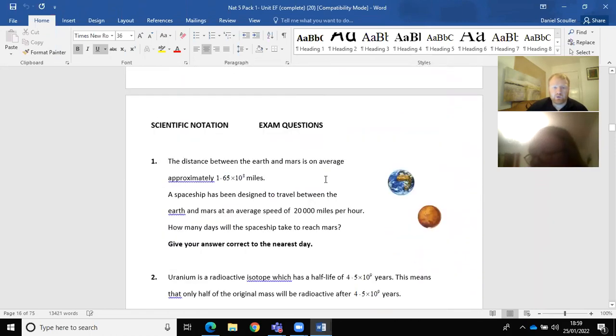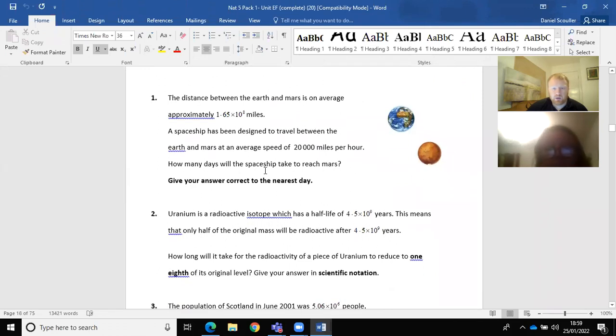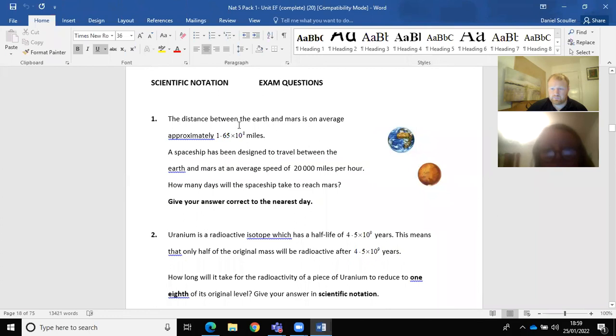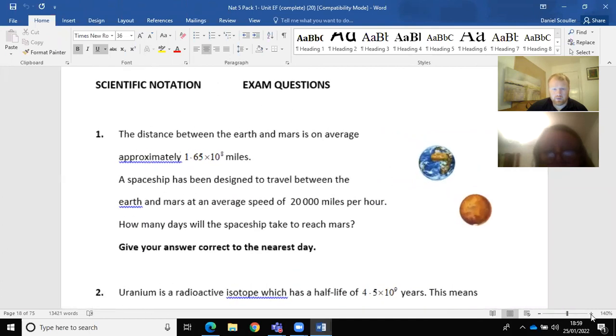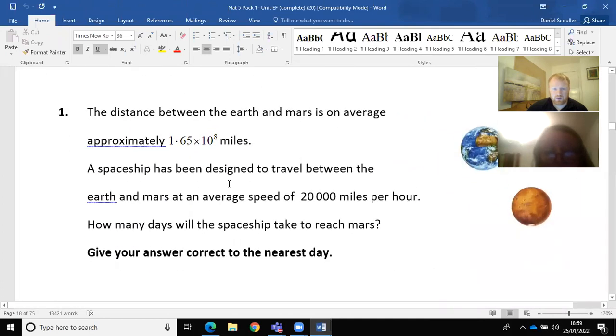Most common way you'll see this question is written out in a wee story. So written out things like this. The distance between Earth and Mars is an average 1.65 times 10 to the 8, because obviously that's going to be a really big distance. It's really far away. Spaceships are designed to travel between Earth and Mars at an average speed of 20,000 miles an hour. How many days does the spaceship take to reach Mars?